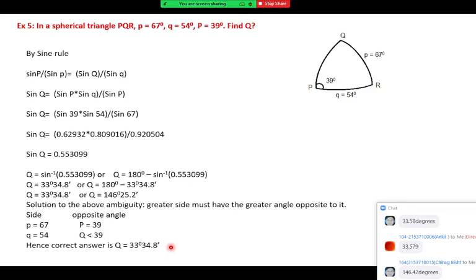Yes, sir. Just a small doubt. How did you get the 33 degree 34 minute? This is on the calculator. If you take sine inverse, just press the button. First press shift, sine, inverse. Then 0.553099 you have to type, and when you press equal, you have to take that degree minute button, below the square root. Got it?